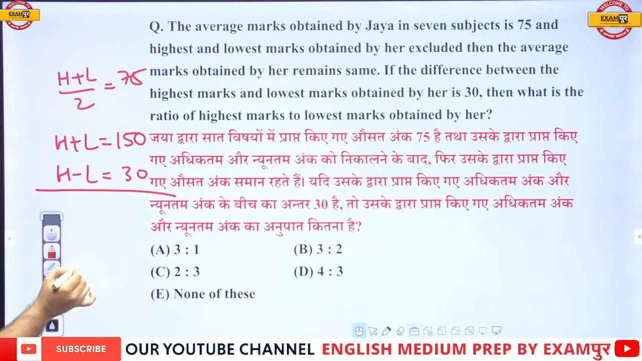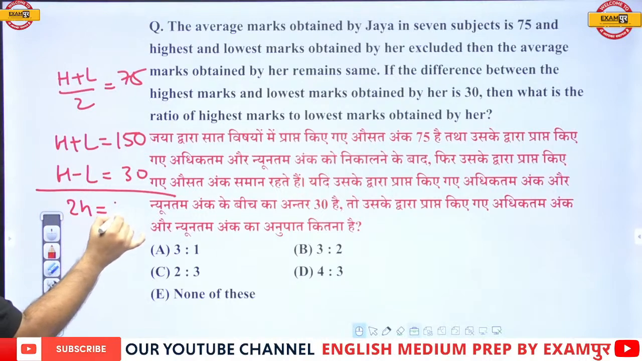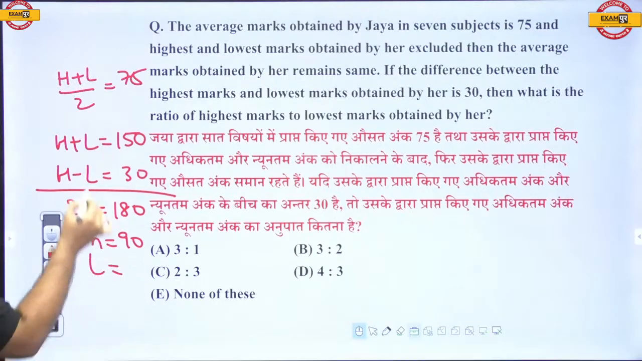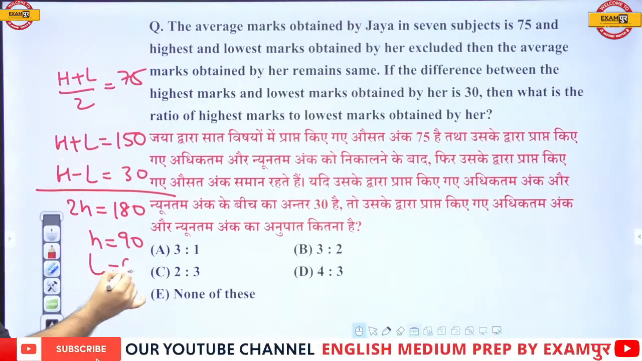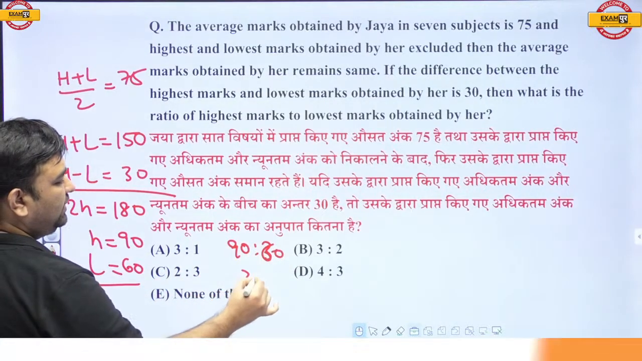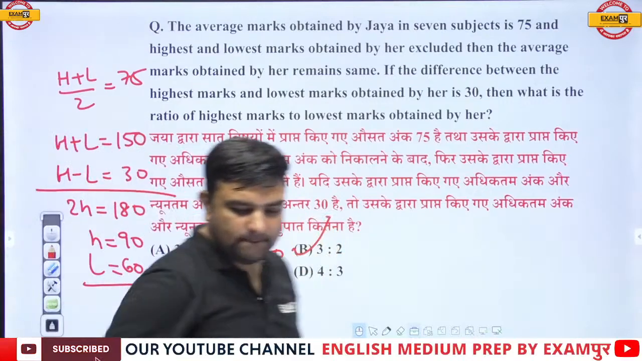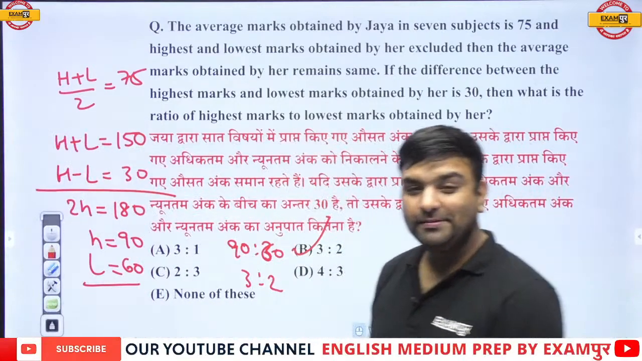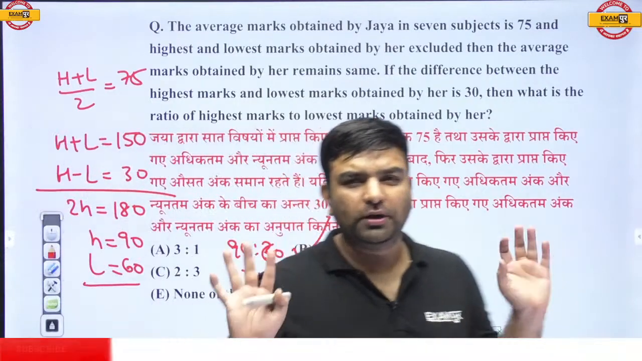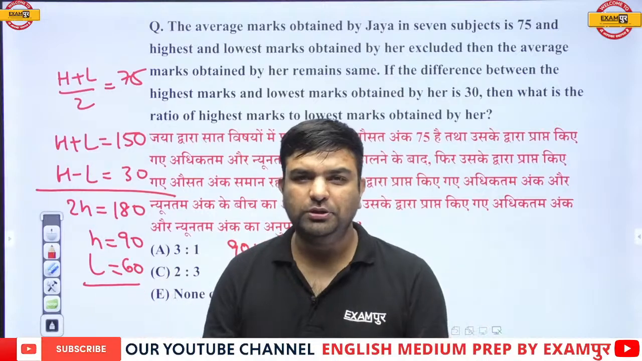Add both the equations. So 2h is equal to 180, h is 90, highest 90. So lowest is 90 minus 30, which is 60. So the ratio of highest and lowest is 3:2. Correct. Very short and sweet solution.